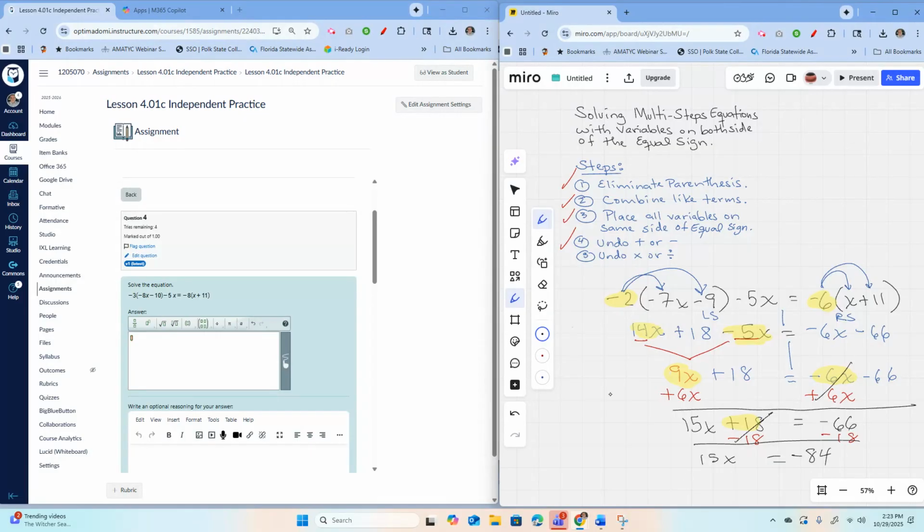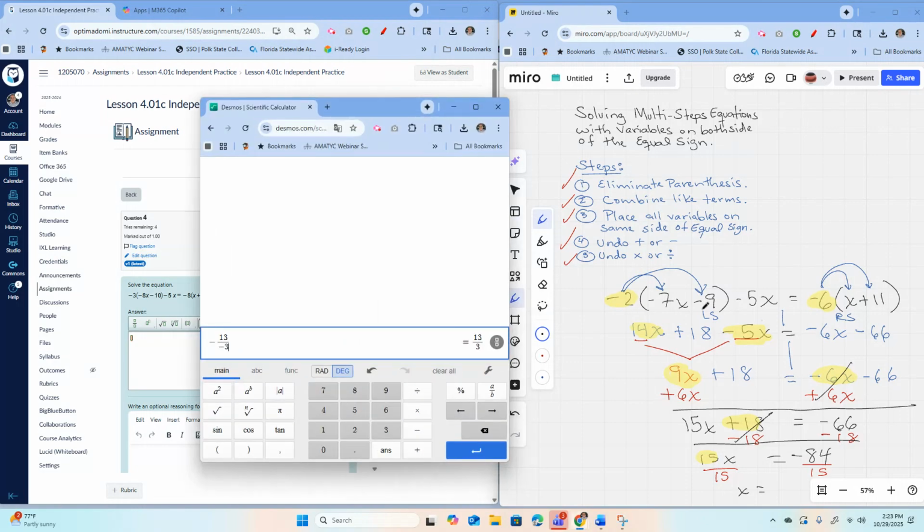And then I'm going to do now my last step, undo any multiplication or division. This 15 is multiplying. The opposite of multiplying by 15 is to divide by 15. Whatever you do on one side, you do it in the other. 15x divided by 15 is x equal, and here we go again, we're going to use the calculator one more time. Here it is. So let me clean this up.